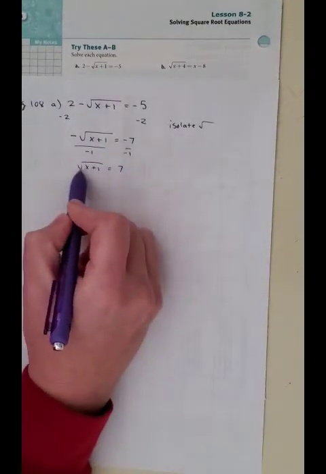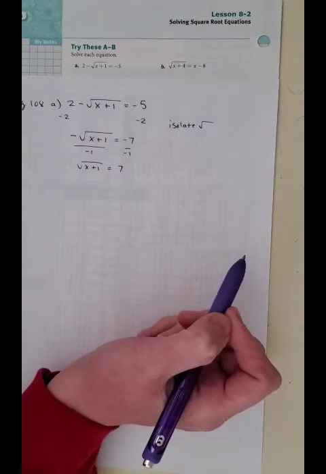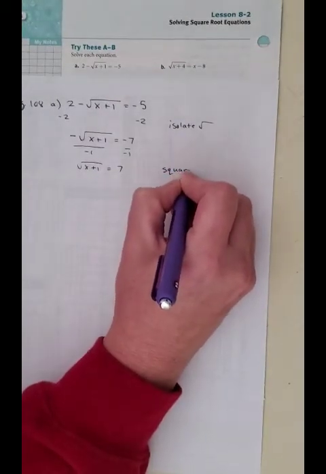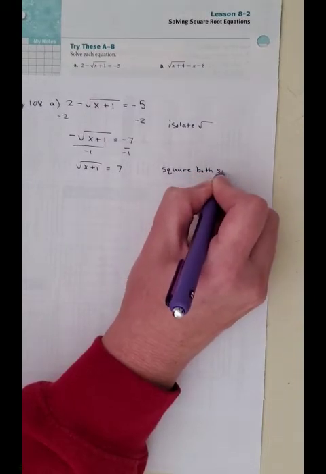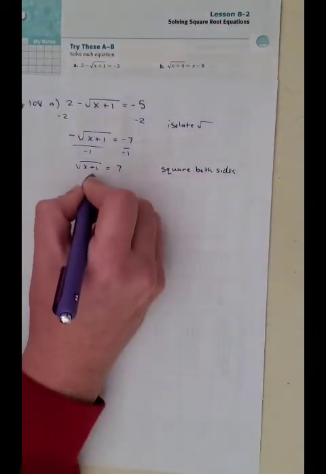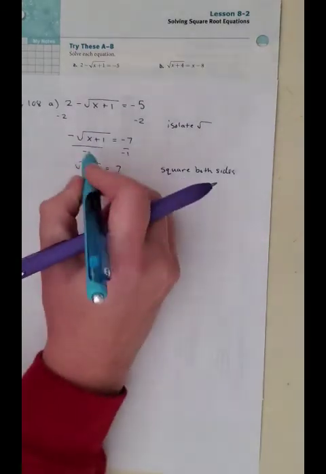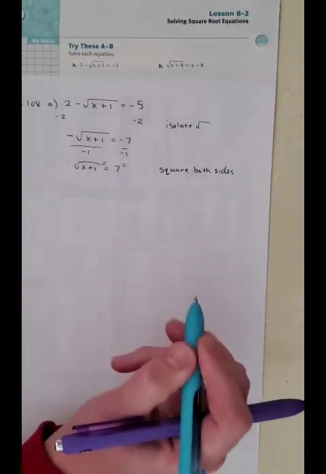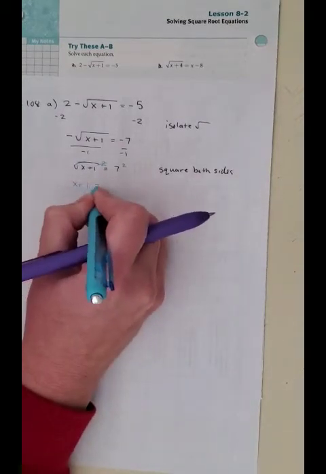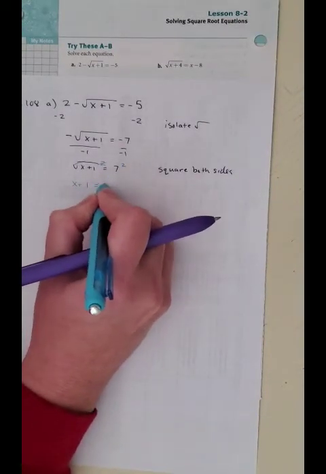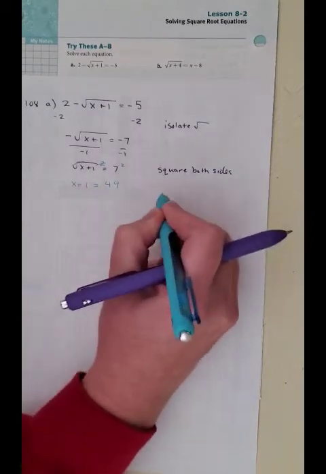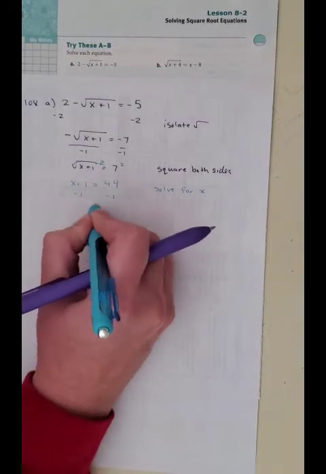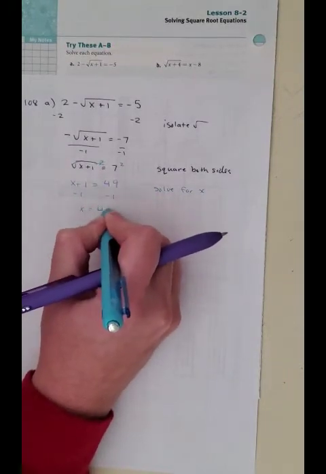So now at this point, I see I do not have a square root equal to negative. And go ahead and square both sides. So when I square both sides, my square and my square root are inverses. So I have x plus 1 equals the square root of 7 squared, I should say, is 49. And then I'll solve for x. So I subtract 1 from each side. I get x equals 48.